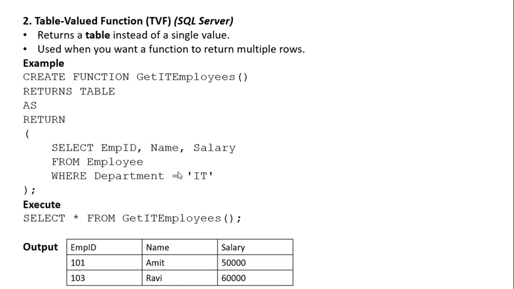So all the IT department data is fetched. To execute, use SELECT * FROM get_IT_employees(); The output shows the employee ID, name, and salary, and all the data is printed using the function. The get_IT_employees function is called a user defined function.